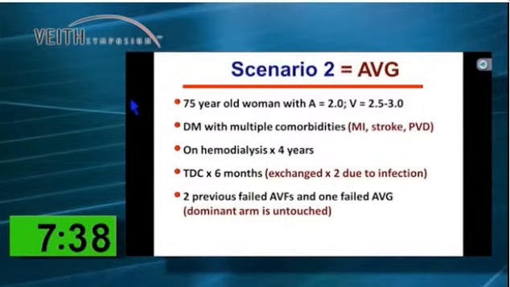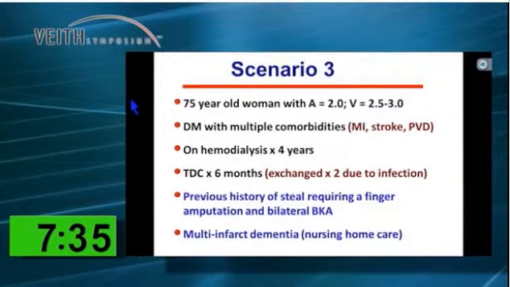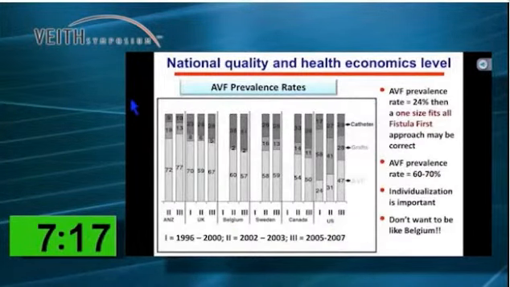And then if you take this scenario and add a previous history of steal requiring amputation and multi-infarct dementia with the patient in a nursing home, then suddenly neither a fistula nor a graft seems such a good idea, and maybe the correct sort of access for this patient is actually a tunnel dialysis catheter. So that's at the health professional level.